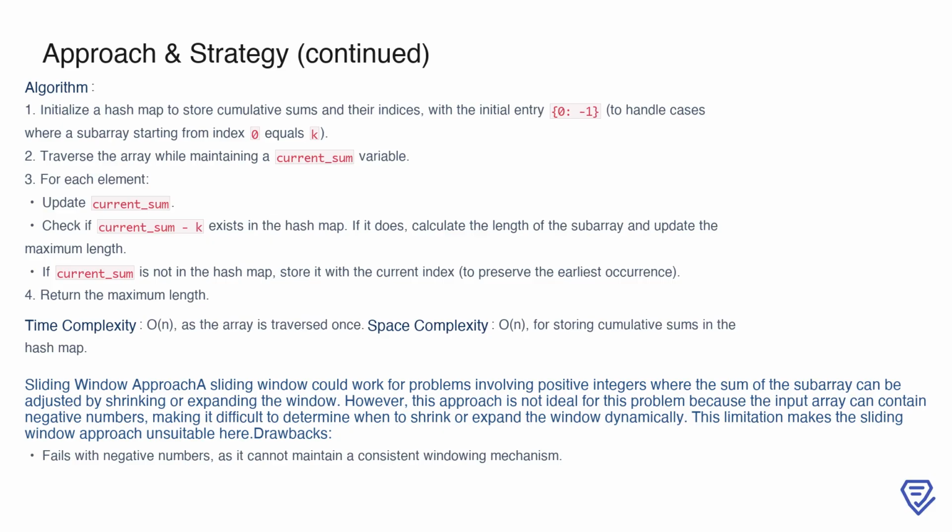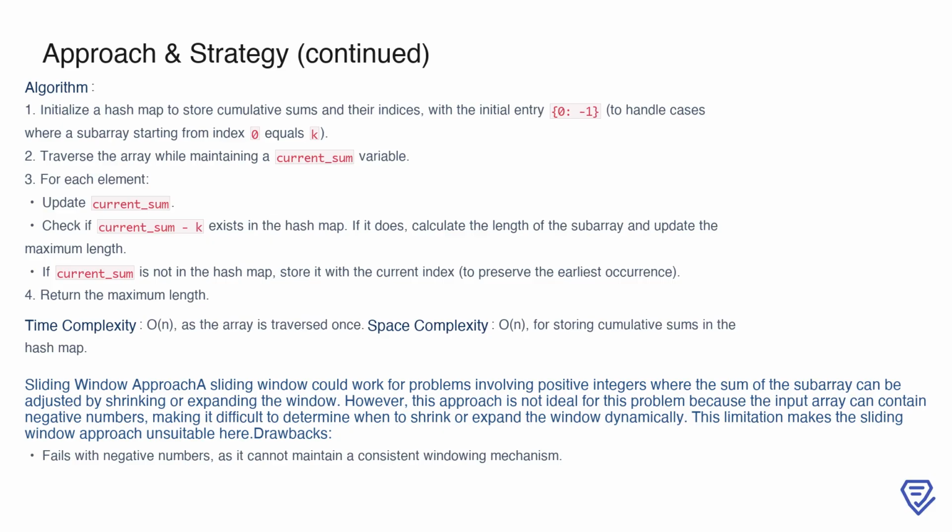For every new cumulative sum, we check if the difference current_sum minus k exists in the hash map. If it does, we calculate the length of the subarray ending at the current index and update the maximum length. If the current cumulative sum isn't already in the hash map, we store it along with its index to ensure we always use the earliest occurrence. This approach efficiently identifies subarrays with the desired sum in a single pass, achieving a time complexity of O(n). The space complexity is also O(n), as we store cumulative sums and their indices in the hash map.